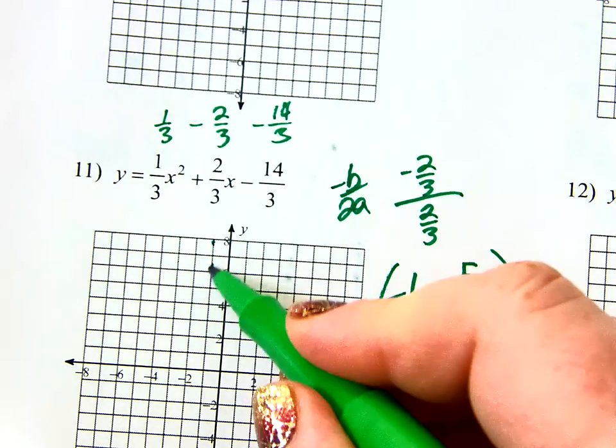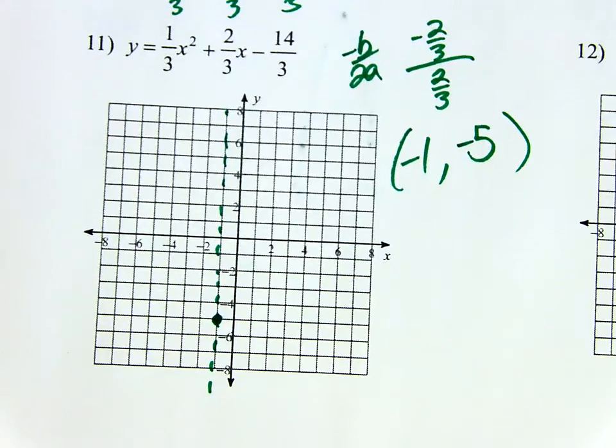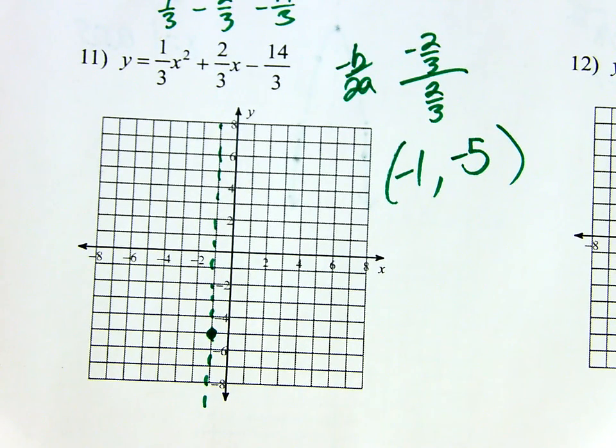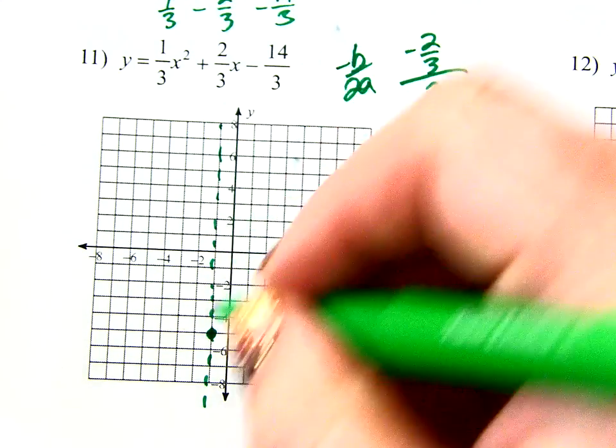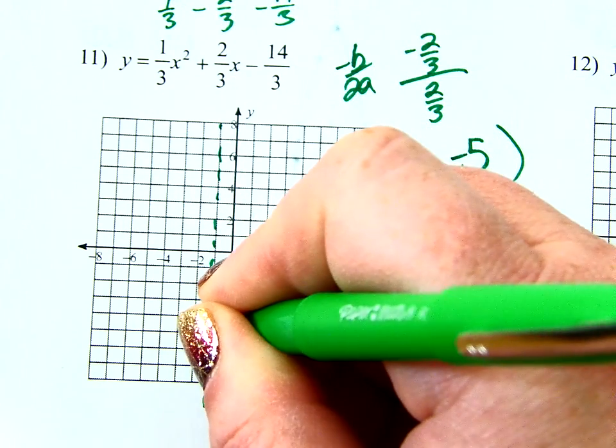There's my vertex. So now I could answer axis of symmetry. I could tell you if my vertex is a max or a min. Which is it? A min, right, because it's going to be up. Well, you can very easily find me the y-intercept. What would that be? -14/3, which is -4 2/3. So just about there. Beep. Buy one, get one free.